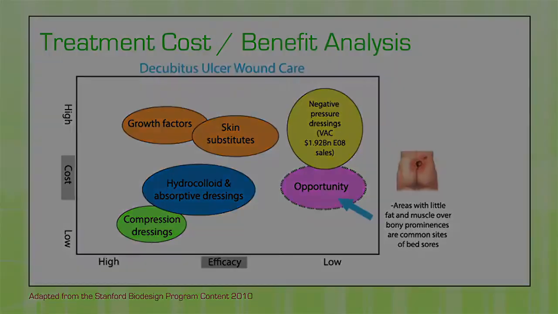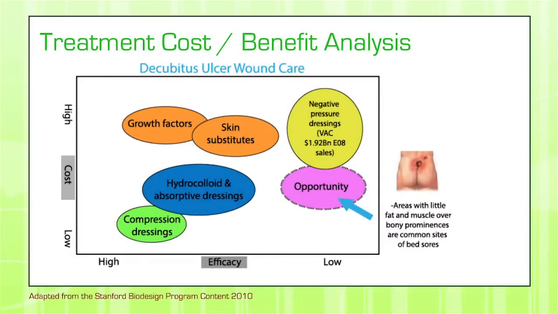Basically what we are doing there is trying to see if there is a gap in the treatment, either in the axis of efficacy or in the axis of cost. In terms of efficacy, one of the best treatments out there right now is the negative pressure dressing, which has turned out to be a very effective way of treating these ulcers, but not a very cost-effective one. Even though there are cheaper options for treating decubitus ulcer wounds, a good solution would probably steer towards something similar to a negative pressure dressing, but with a cheaper price. As you can see in the graph, some negative pressure dressings actually cost up to $2,000 on sale.